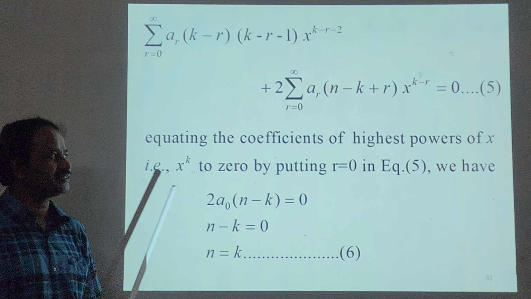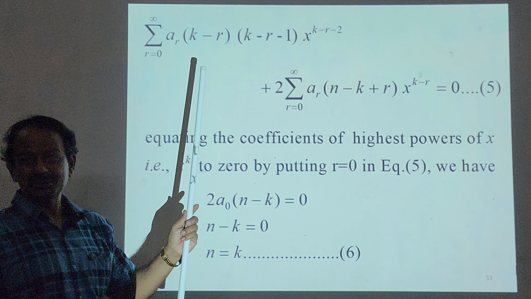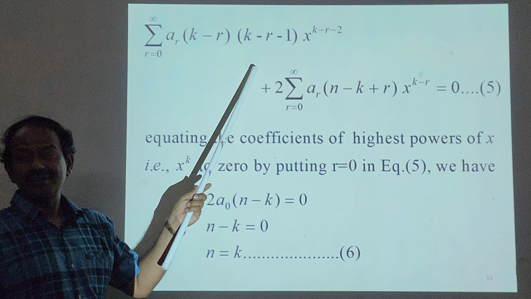Okay, equation 6. Now we will go with x to the power k minus 1. Now we are going to equate the coefficients having x to the power k minus 1. So x to the power k minus 1, that will give you r equals 1. Okay, r equals 1. So this becomes x to the power k minus 1. What of this term? X to the power k minus 1 minus 2. So x to the power k minus 1 will not have. So this will become 0.